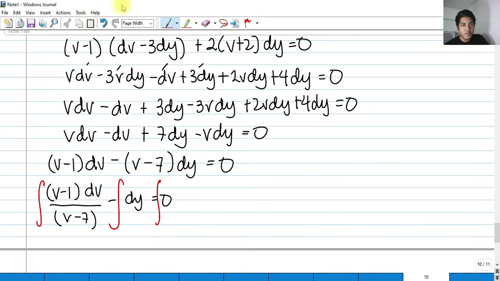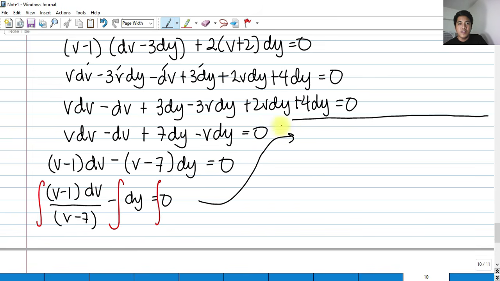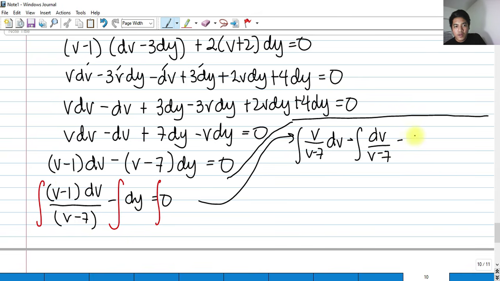integrate both sides of the equation. Let me just utilize this small space here because we don't have space. So I can rewrite this integral as v over v minus 7 dv. I can separate the numerators, not the denominators, minus the integral of dv over v minus 7. So this whole term is simply the integral of v minus 1 over v minus 7, minus the integral of dy, which is y, and the integral of 0 is c.